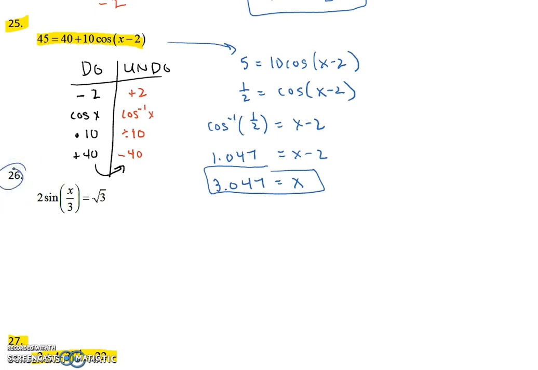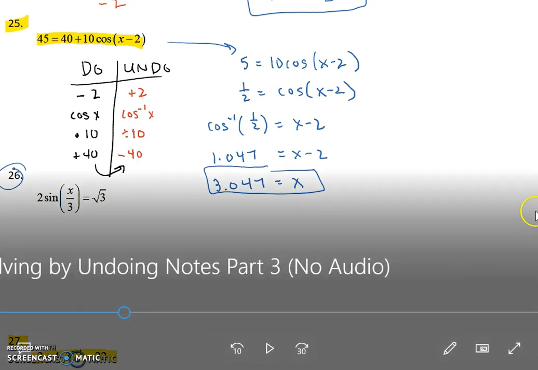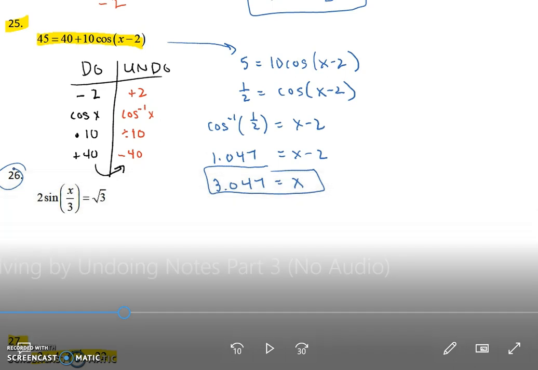So what I'd like you to do is go ahead and hit pause at this point. I want you to try number 26 on your own. It's going to be similar to the other trig function here with cosine. Obviously, you'd use inverse sine if you need to undo sine. But give it an attempt. Hit the pause button right now. And then in a moment, I'll just write down the answer.